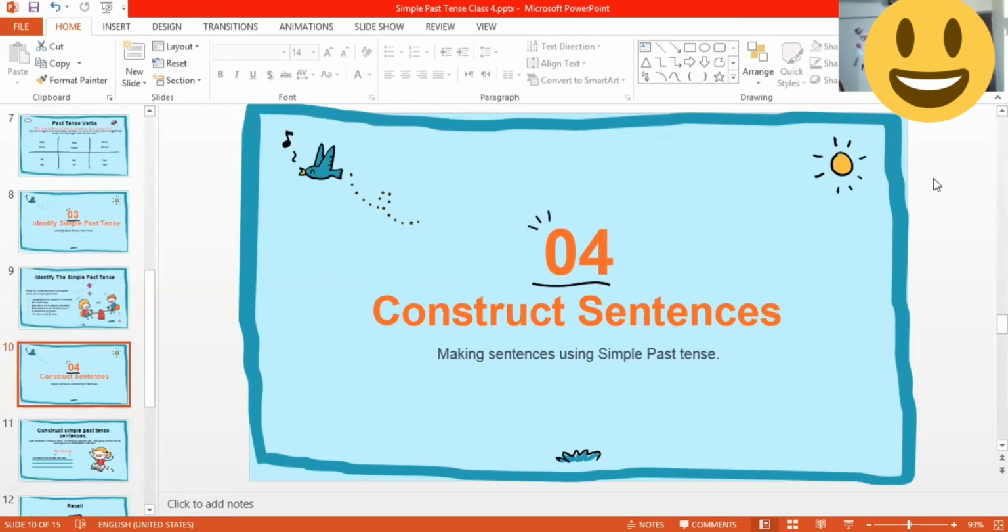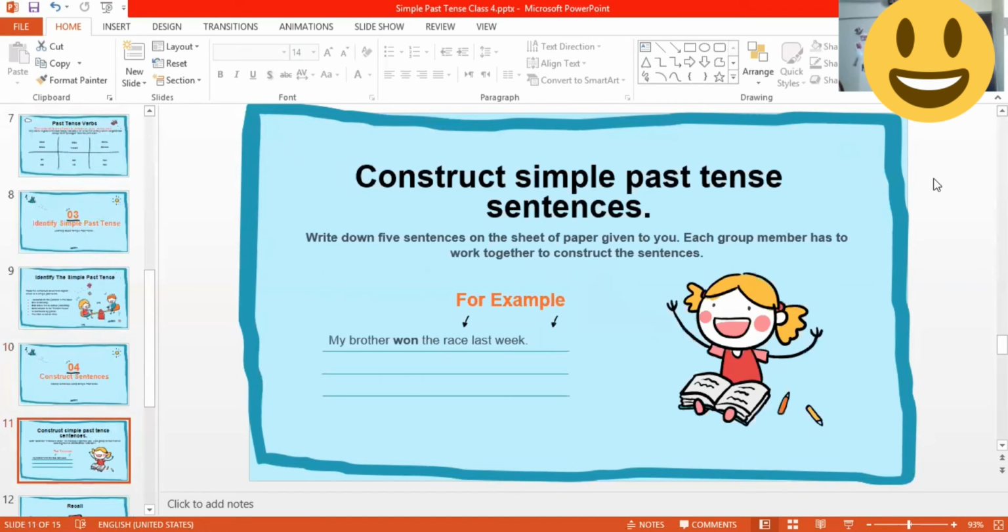Construct sentences. We're going to make sentences, okay? Construct simple past tense sentences. Write down 5 sentences on the sheet of paper given to you. Each group member has to work together to construct the sentences. I've already made your groups, okay? And you're going to work together and write down 5 sentences using simple past tense. Okay, if you need any help, I'm always here for you.